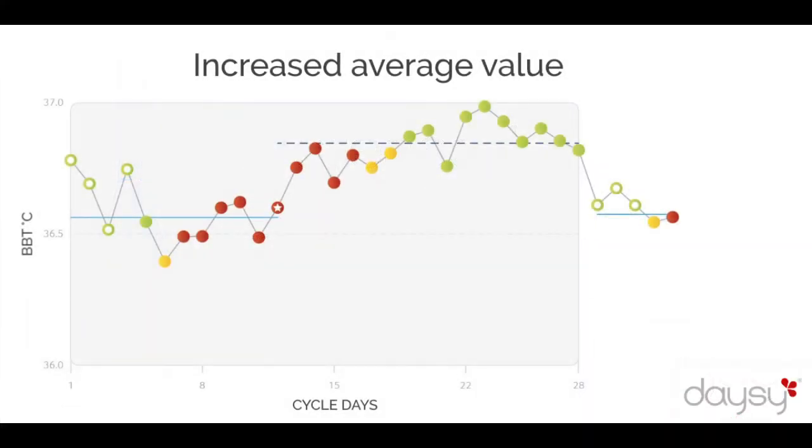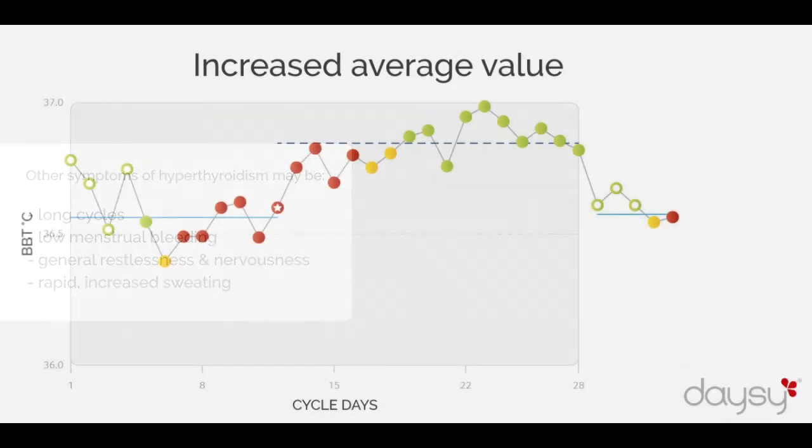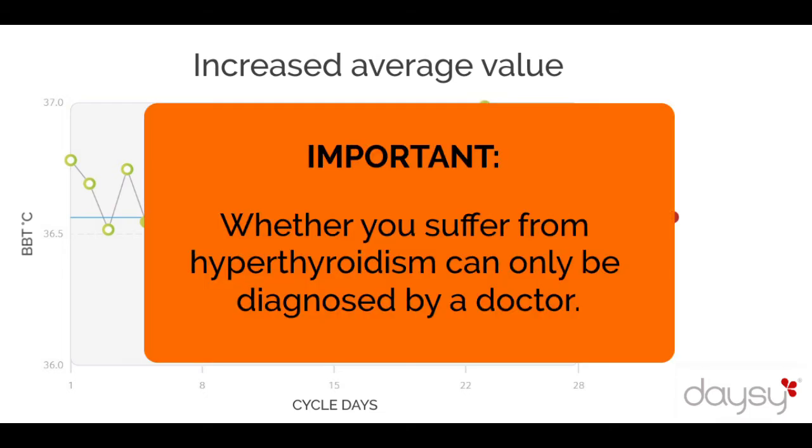A relatively high average temperature, as can be seen in the example curve, can indicate an overfunctioning thyroid gland. This is called hyperthyroidism. Other symptoms of hyperthyroidism may be long cycles, low menstrual bleeding, general restlessness and nervousness, rapid heartbeat and increased sweating. However, despite the increased average temperature, the basal body temperature curve shows the typical pattern with an increase after ovulation and a significant increase during the corpus luteum phase. Important: whether you suffer from hyperthyroidism can only be diagnosed by a doctor.